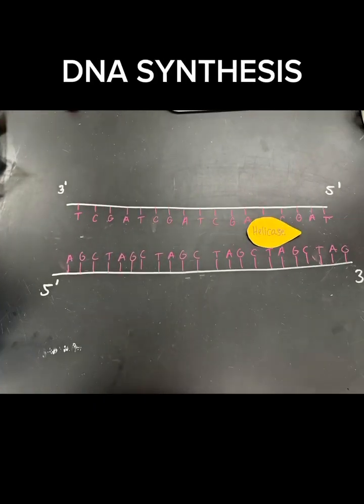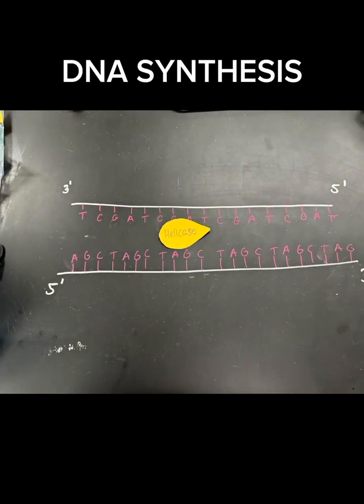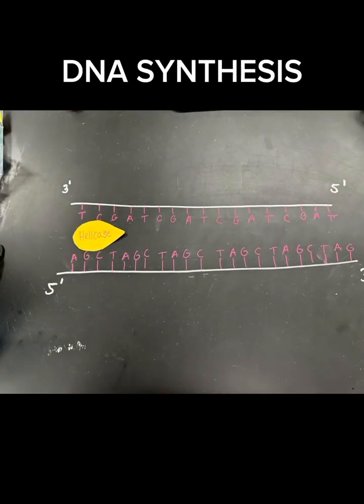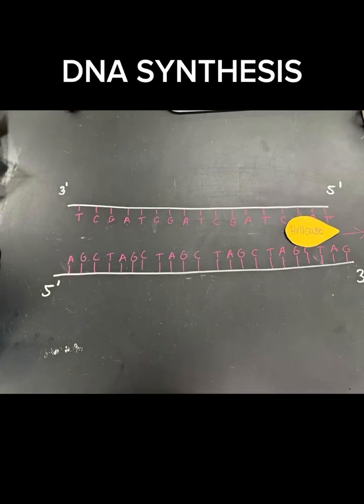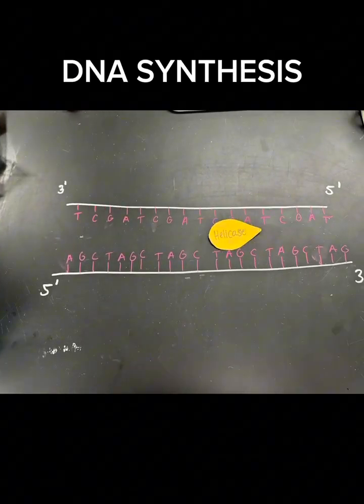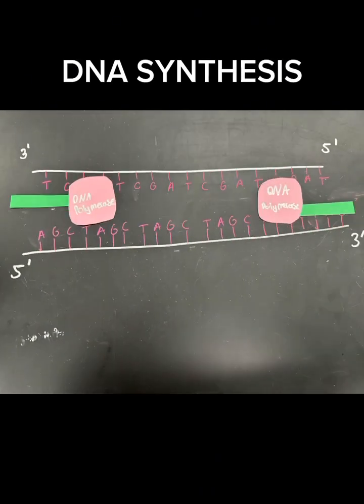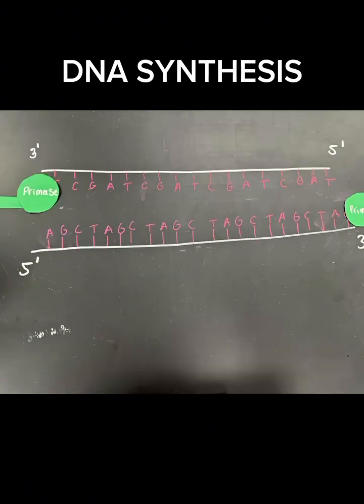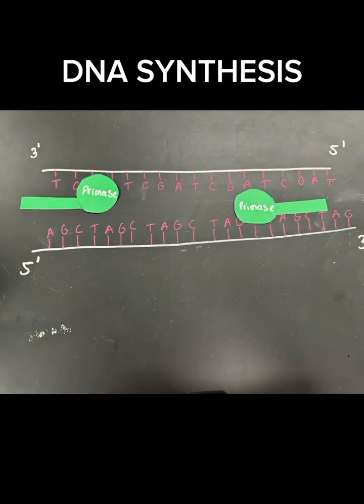DNA synthesis, also known as DNA replication, is a semi-conservative process that occurs during the S phase of the cell cycle, ensuring each daughter cell receives an identical copy of DNA. It begins at the origin of replication, where the enzyme helicase unwinds the double helix, breaking hydrogen bonds between base pairs and creating a replication fork.